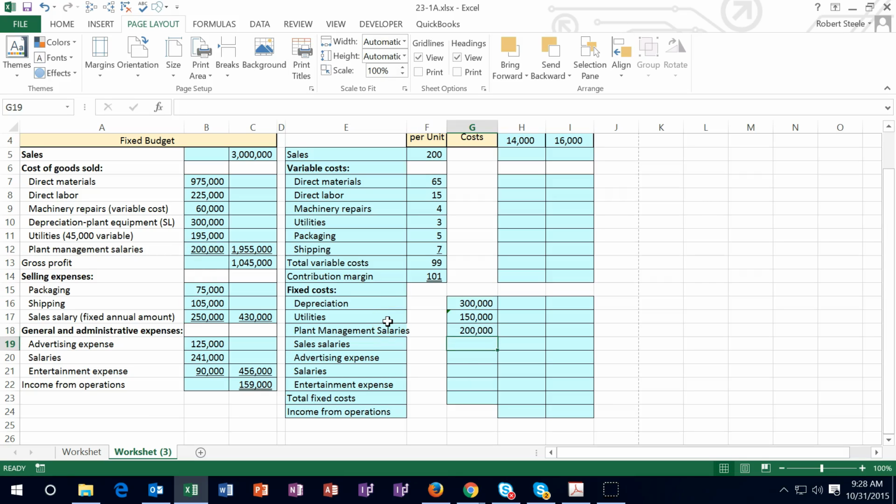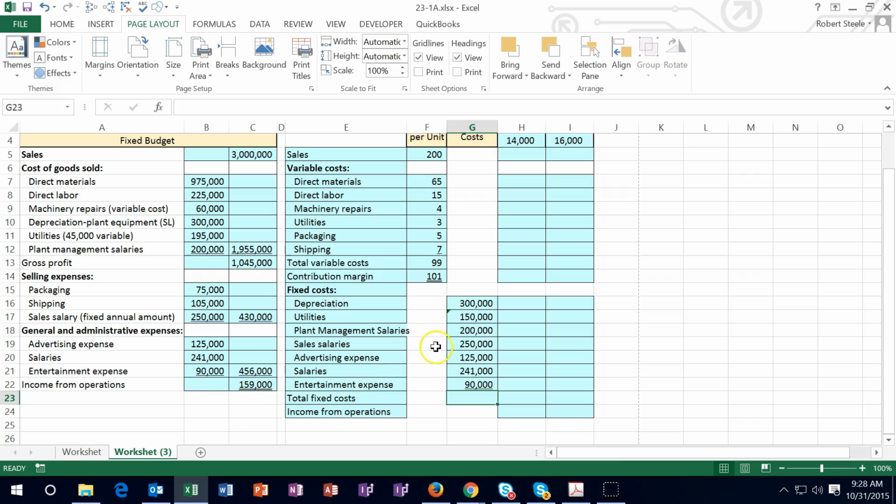And then we have the sales salary. Once again, we're down here in the sales and general administrative, the period costs, and that's a fixed cost of 250. It doesn't change because it's a salary, not an hourly wage. And then we've got the advertising, also a fixed cost. It's down here, and that's the 125. Then we have the salaries on the general side. Most of the office salaries, once again, don't change. They're not hourly. They don't change with the level of production. Entertainment, it apparently is not going to change, at 90,000 there.